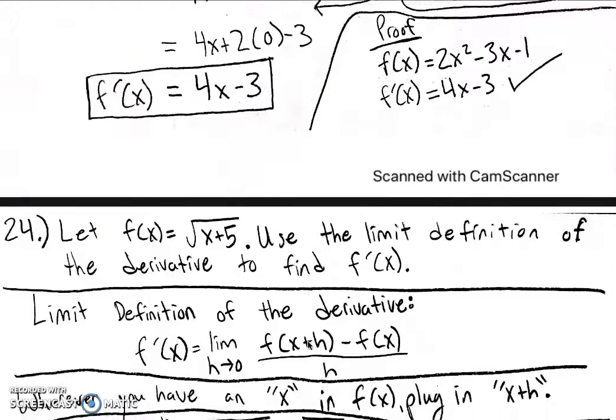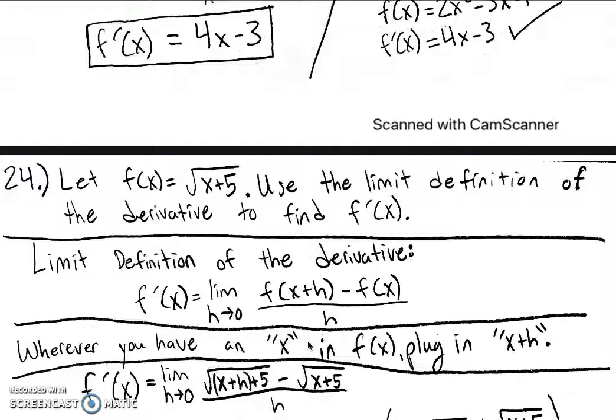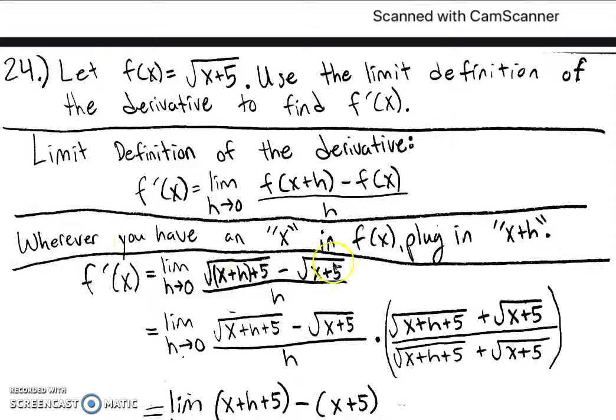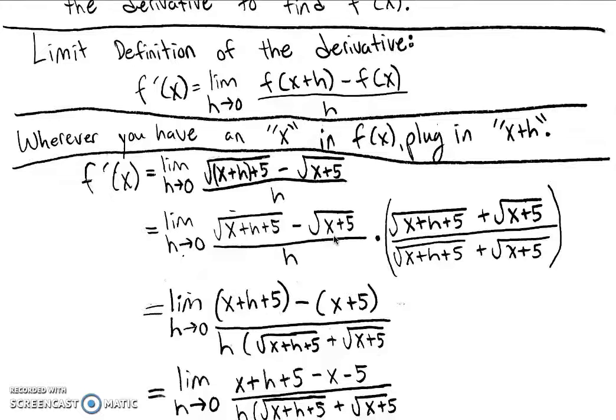Alright, so the next one I decided to do was question 24 from the final exam review, and that was to let f of x equal to radical x plus 5. Use the limit definition of the derivative to find f prime of x. And once again, I've got the limit definition of the derivative listed, and just again that reminder right here of plugging in x plus h wherever you have x. Now this one is a bit more tricky.